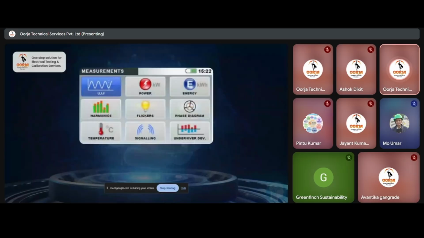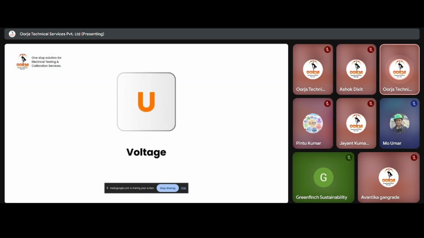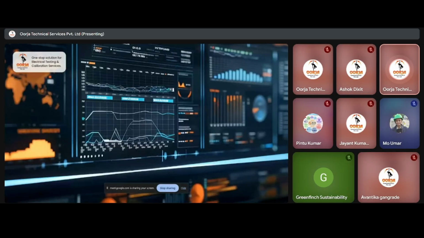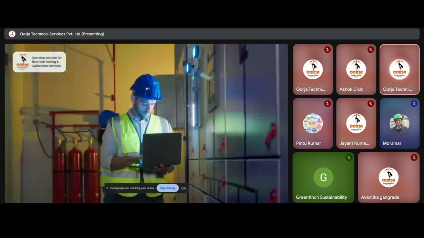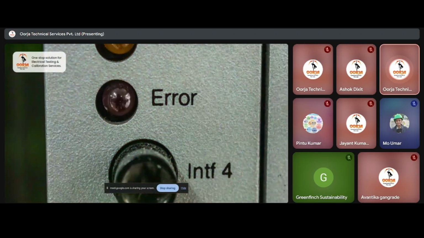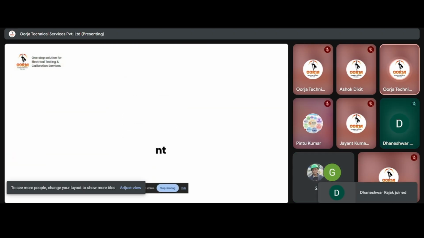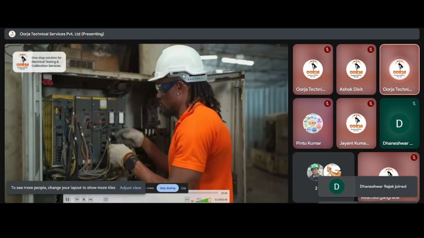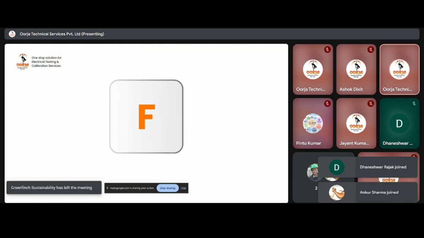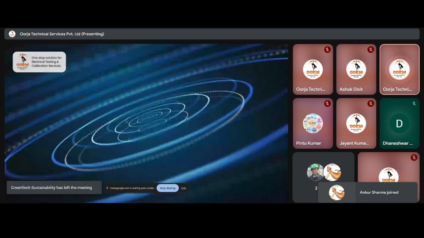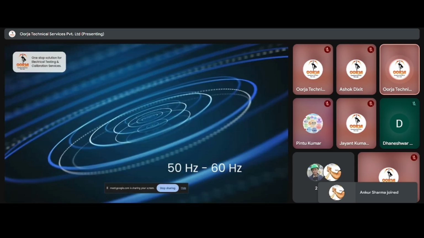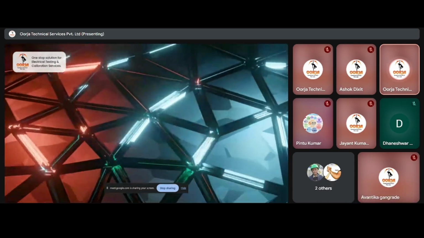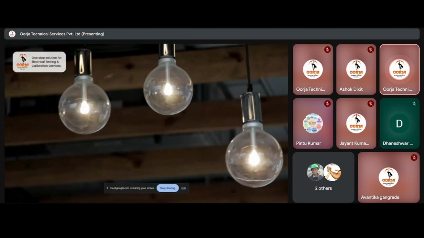Let's explore the user-friendly navigation menu. U, Voltage. Voltage measurements are critical to understanding power quality, as deviations from nominal voltage can indicate power quality issues. I, Current. Monitoring current helps to identify potential overloads or abnormal electrical behavior. Frequency. Frequency deviations from the standard 50 Hz or 60 Hz can indicate instability or irregularities in the power supply.